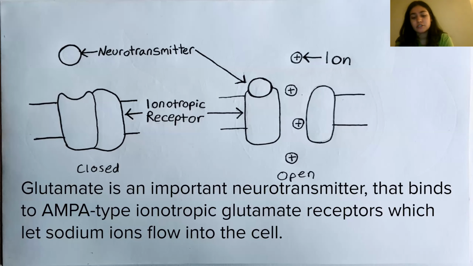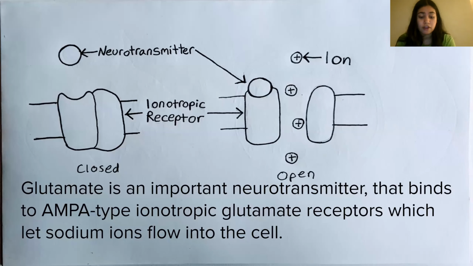So in the first lecture, we discussed a type of ionotropic receptor that you can find on the dendrites of a neuron called the AMPA-type glutamate receptor, which opens when the neurotransmitter glutamate binds to it and lets positively charged sodium ions flow into the cell.